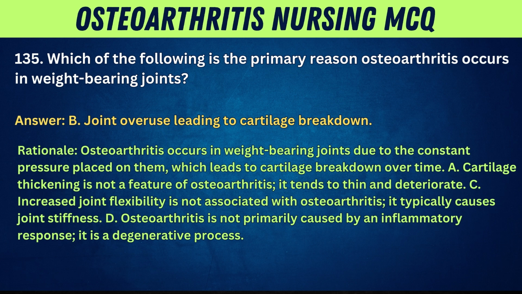A. Cartilage thickening is not a feature of osteoarthritis. It tends to thin and deteriorate. C. Increased joint flexibility is not associated with osteoarthritis. It typically causes joint stiffness. D. Osteoarthritis is not primarily caused by an inflammatory response. It is a degenerative process.